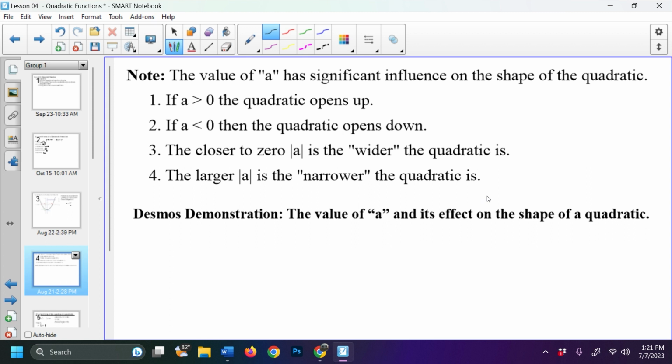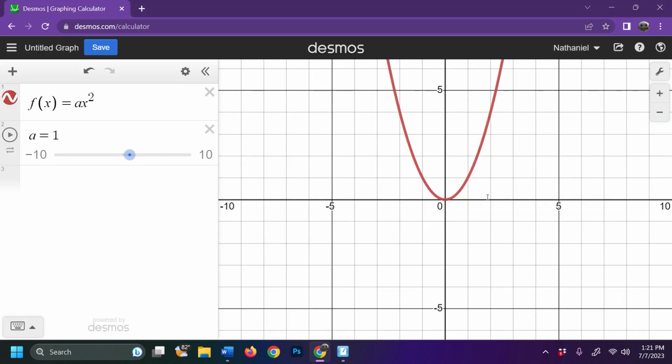So a quick Desmos demonstration to show the value of a and its effect on the shape. If we look here, we have a very simple quadratic formula: f of x is equal to ax squared. There is no constant term, there is no linear term, and I have a as a slider, so I can change a. Right now it is 1, and if I make a bigger, more positive, you can see that it is making the parabola look a little bit narrower.